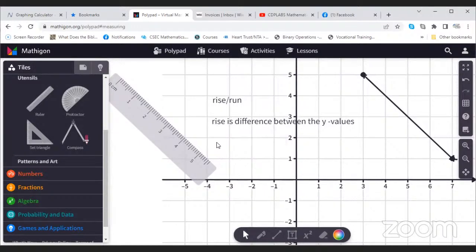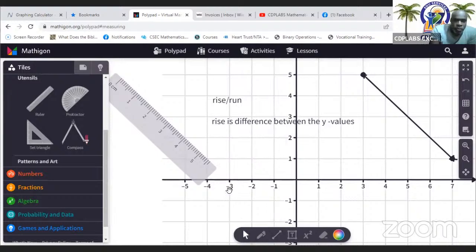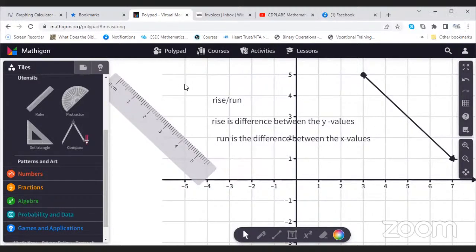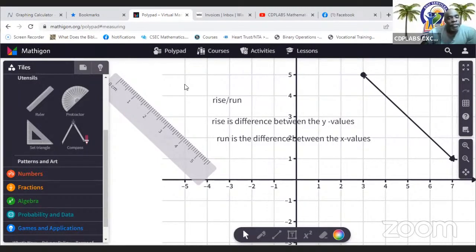Run now. So run is the difference between the x values. Good? So rise is the difference between the y values and run is the difference between the x values. So all you need to know are the x values and the y values. That's a question you might want to ask yourself.